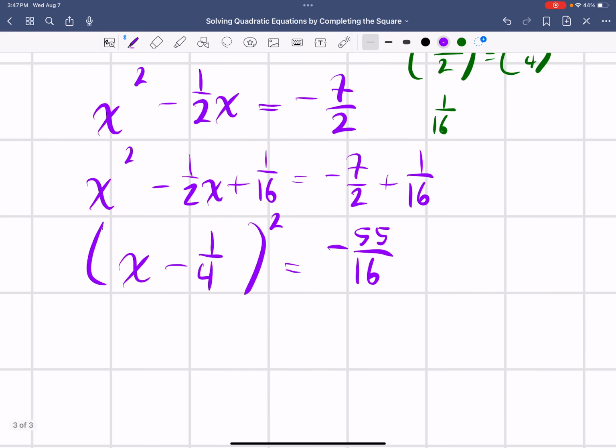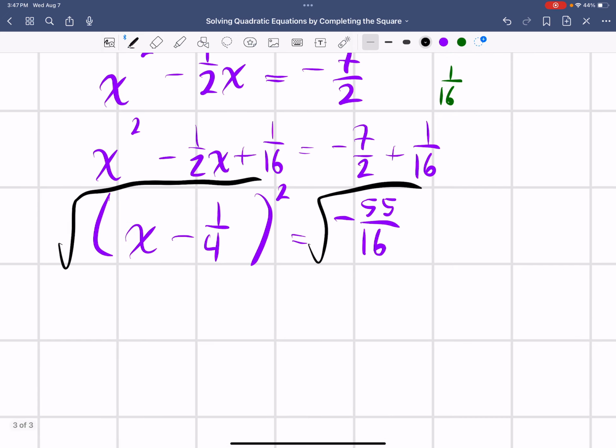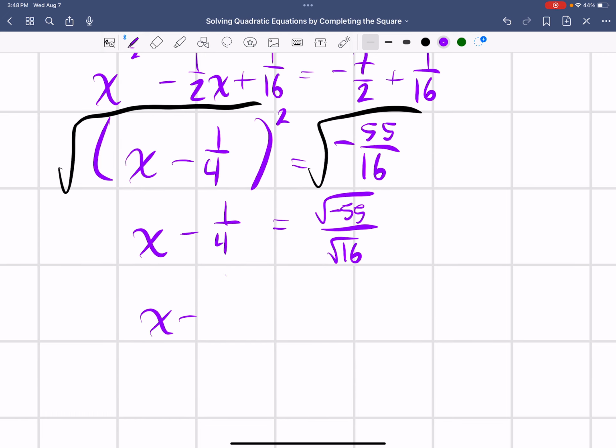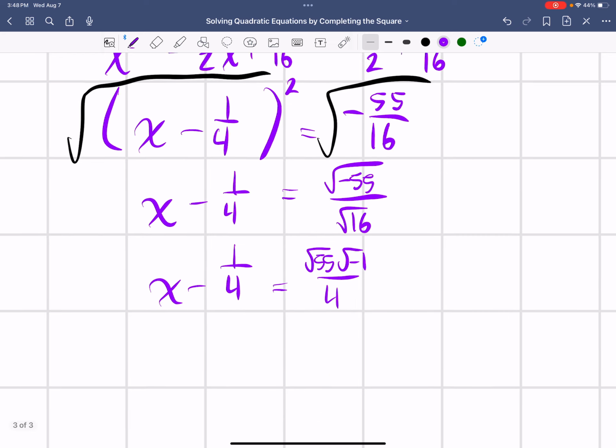Okay? Well, we love the fact that the denominator here is 16 because that's a perfect square. Our next step here is to square root both sides, right? So on the left, just x minus 1/4. But on the right, okay, lots to think about here. First off, we can say root negative 55 over root 16. The root 16 turns into 4. And root negative 55, well, we can think about that as root 55 times root negative 1.